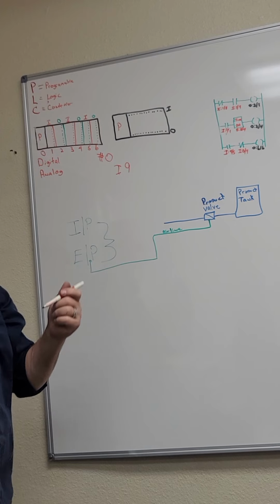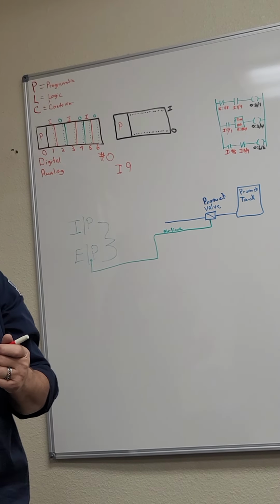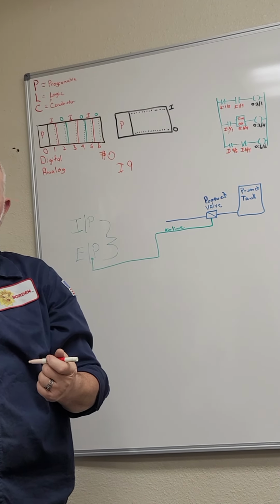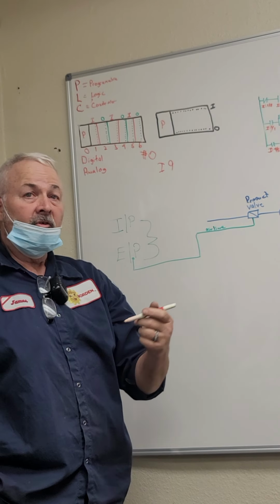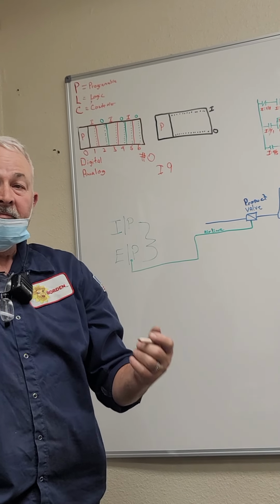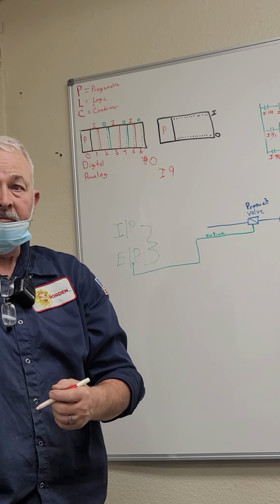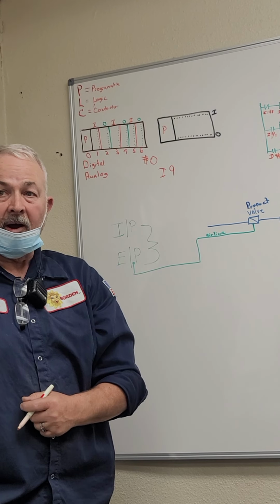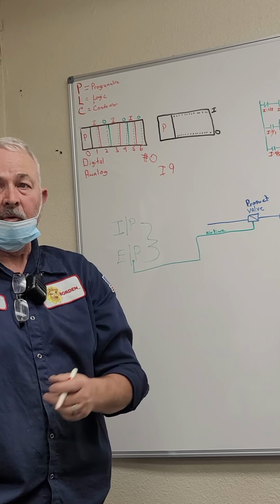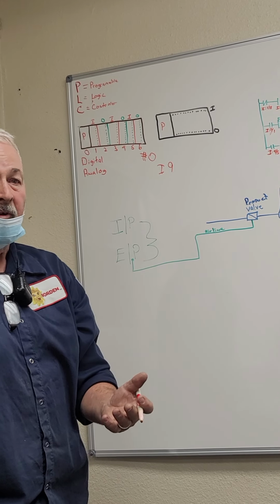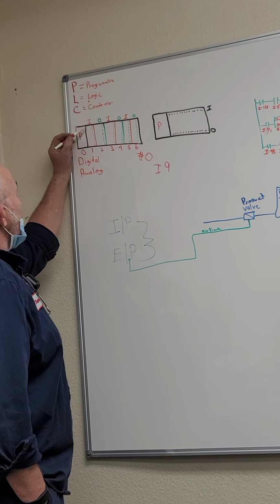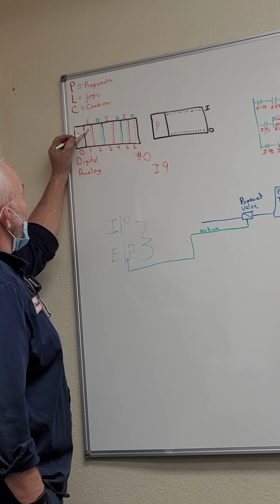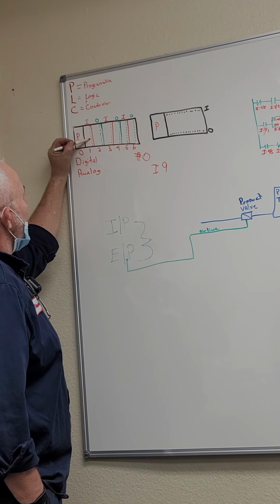I'm pushing y'all on this because you need to understand that when you look at ladder logic, or when somebody says, I need you to go to slot 1, terminal 5, and tell me if there's a wire on it, you don't even know what you're looking at. So if I tell you to go to slot 1, terminal 5, you're going to go to slot 1, 0, 1, 2, 3, 4, 5.